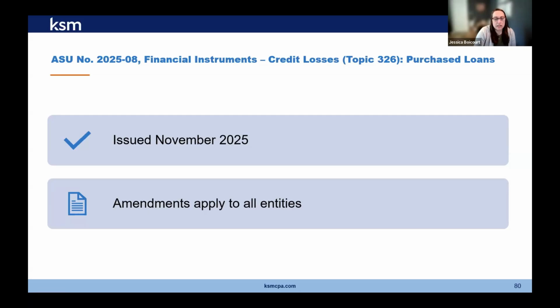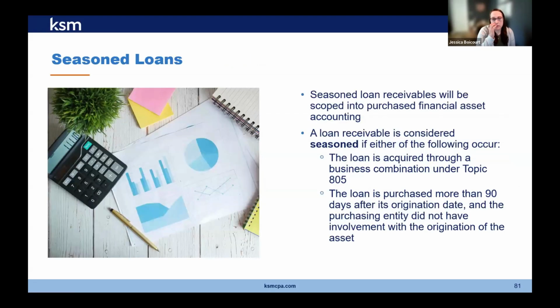So the amendments in this ASU do apply to all entities. And we'll talk a little bit about this definition of seasoned loan. So I mentioned they expanded that PCD gross up accounting outside of the ones that had deteriorated credit. And they did that by creating this seasoned loans concept. So a seasoned loan is going to be scoped into that purchased financial asset accounting when it's considered seasoned. Well, what does that mean?